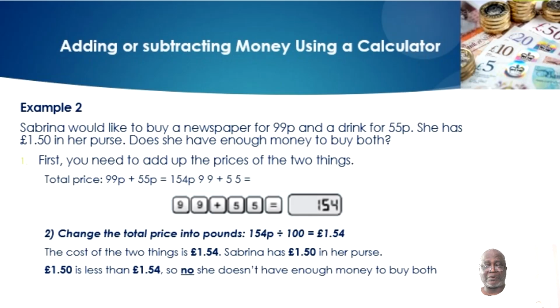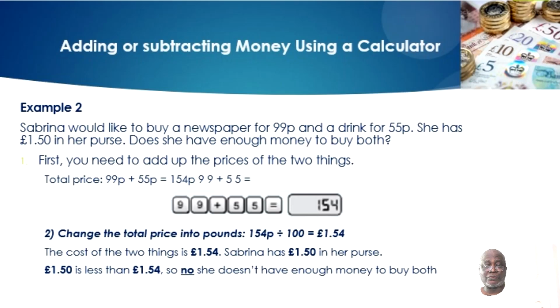99 plus 55 equals. Now you need to change that to pounds and pence, because that's the question. Although the problem is given to you in pence, the question says she has £1.50p. Does she have enough money? So that's your calculator keystrokes, and then your answer.